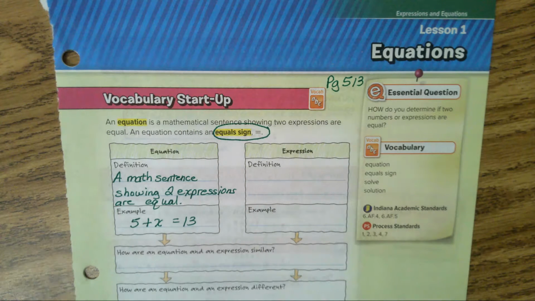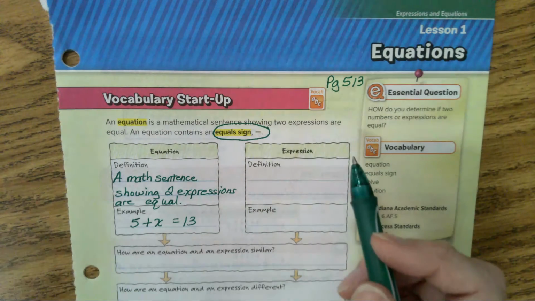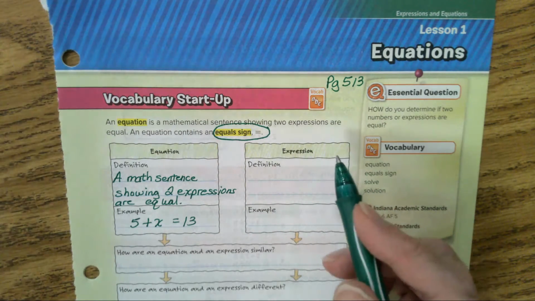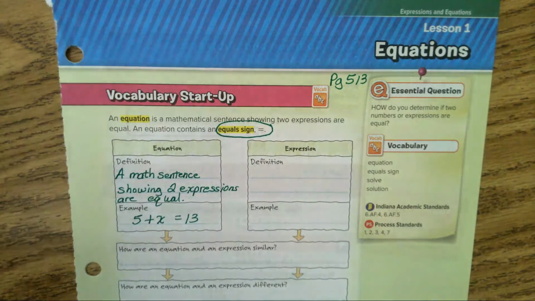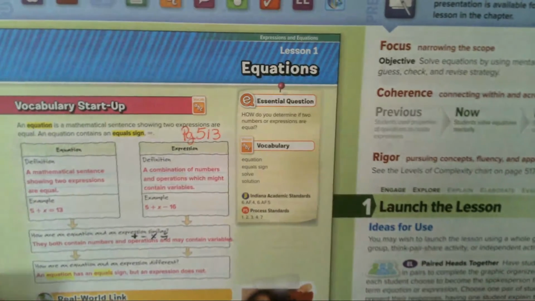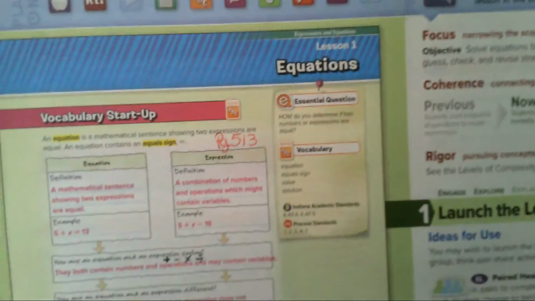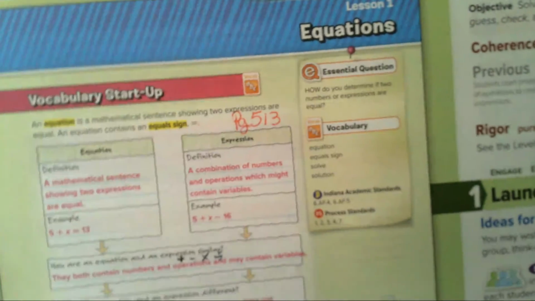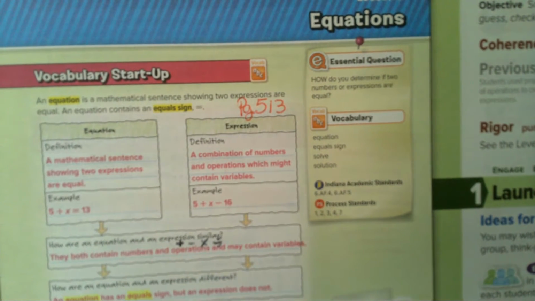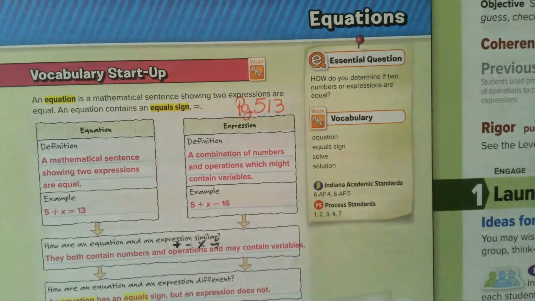Now let's talk about what an expression is. The definition of an expression is a combination of numbers. I'm just going to put this right here, and you can copy that definition down. All right, kids, copy that down. That's the definition for an expression.